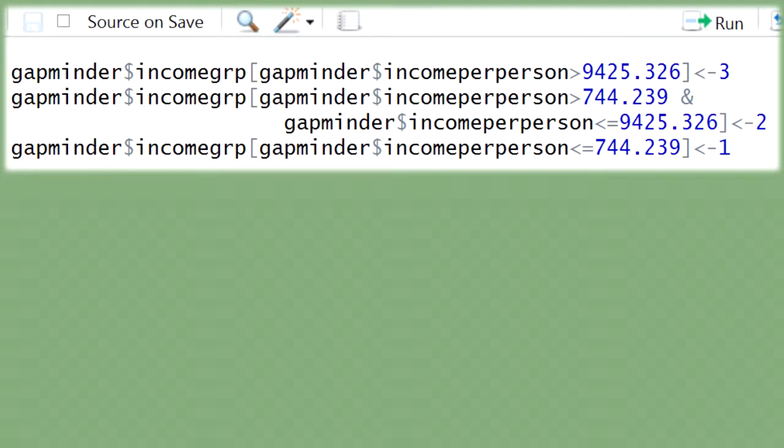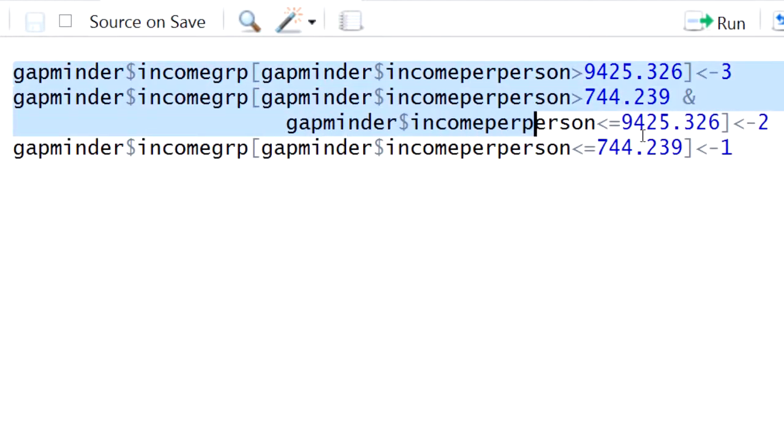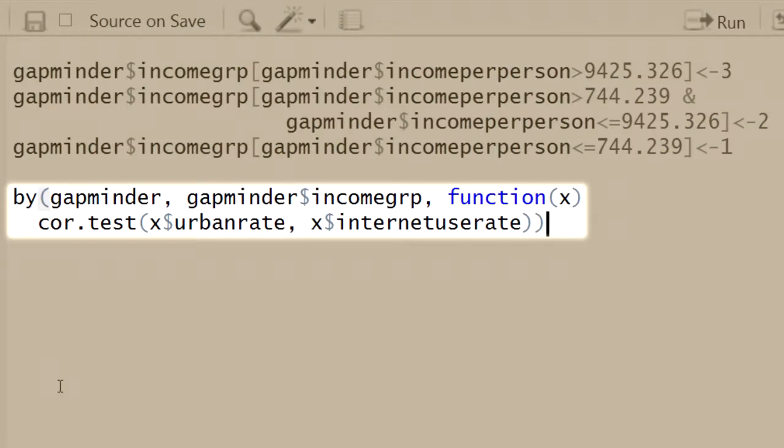We begin by creating the third variable, a new categorical variable called income group. We tell R to run the correlation for each income group. We use the by function around the syntax we previously learned to run for correlation. Here, the correlation test between urban rate and internet use rate is the only function that needs to be performed at each level of the third variable, income group.